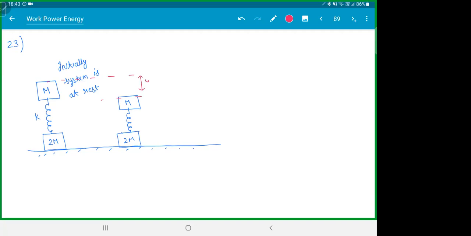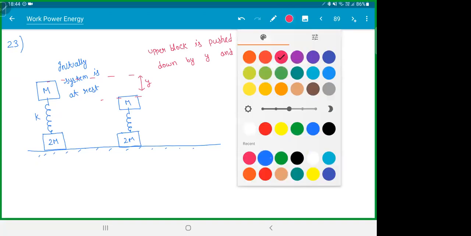By some y. So the upper block is pushed down by y and released. Are you able to visualize how it is? You're pushing the block down and then you're releasing it.